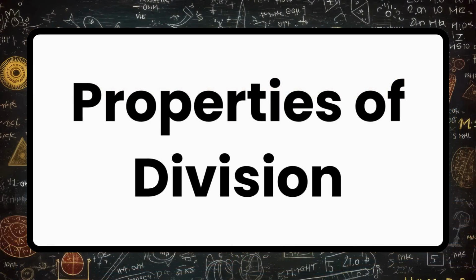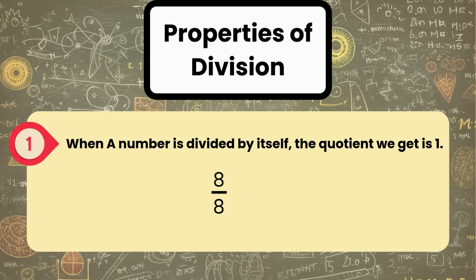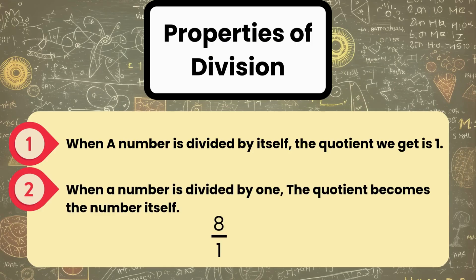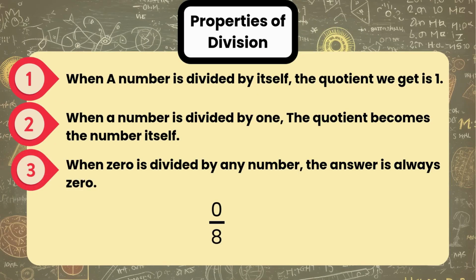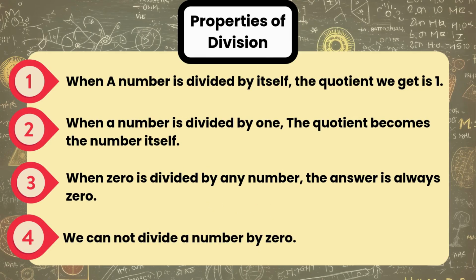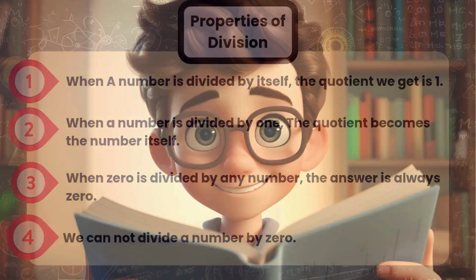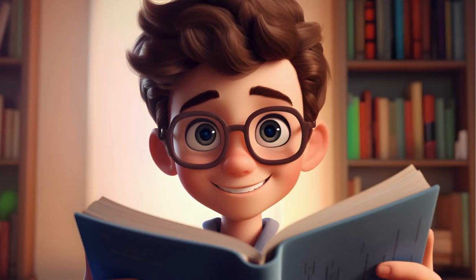Let us see some properties of division. When a number is divided by itself, the quotient we get is 1. We can see here that the quotient becomes 1. When a number is divided by 1, the quotient becomes the number itself. When 0 is divided by any number, the answer is always 0. This is because we cannot divide 0 into parts. We cannot divide a number by 0. Always remember these facts as these help in solving many problems.